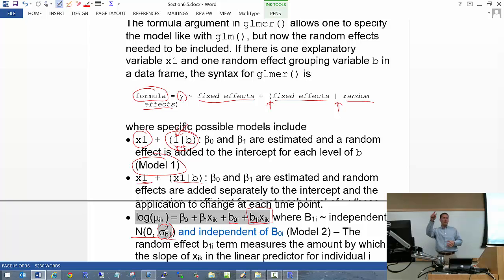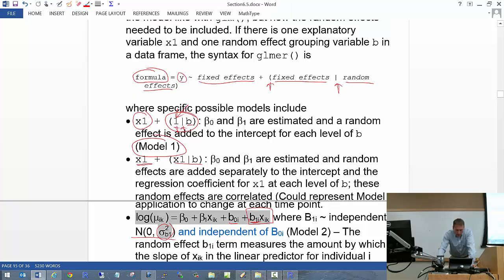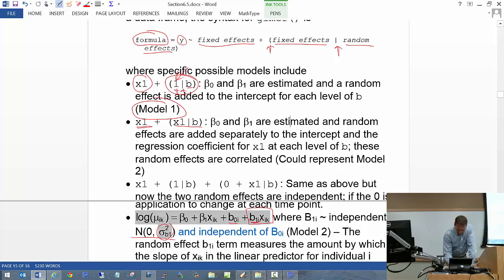If we said y is equal to x1, I will estimate both beta 0 and beta 1. That's why that occurs there. Same concept. Now, what this will do when you use the syntax is that it will assume that these random effects are correlated, so they will have a bivariate normal distribution to them.